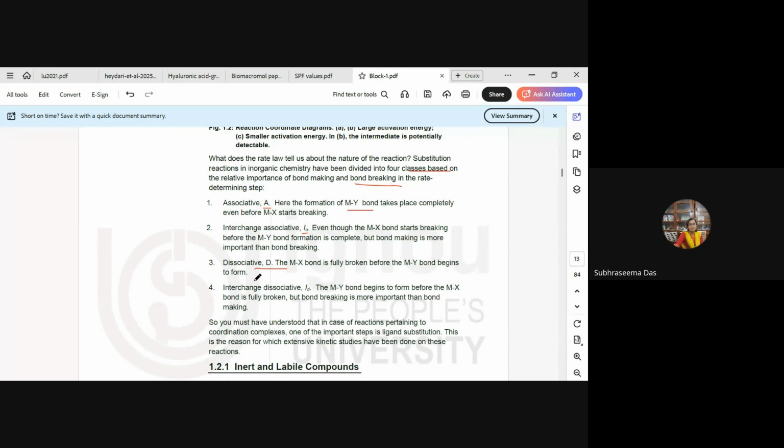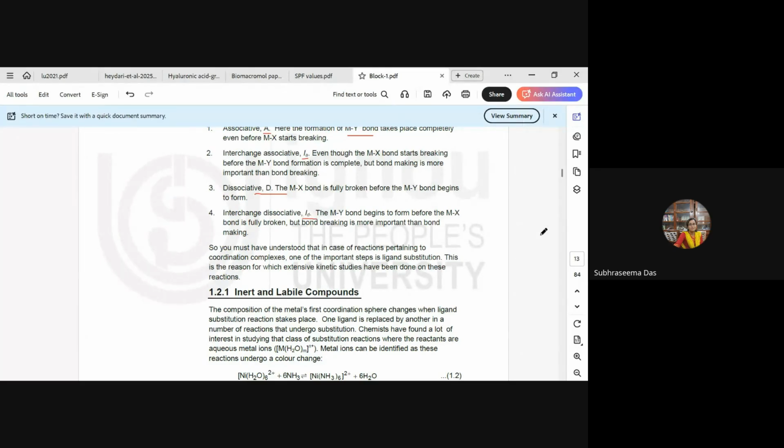Then the fourth class of substitution reactions in inorganic complexes is the interchange dissociative, that is, capital D for dissociative, and interchange dissociative is Id. Here the product bond begins to form before the MX bond is fully broken, but in this case the bond breaking is more important than the bond making process. So these are the four classes of substitution reactions in inorganic complexes. We will gradually read them one by one.